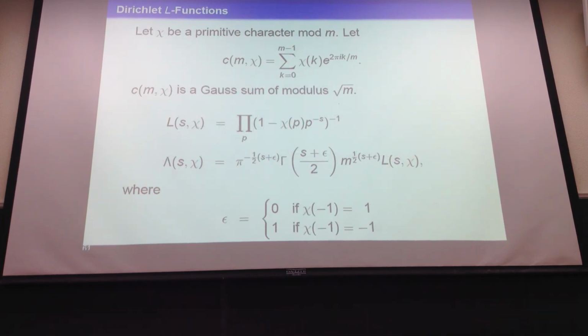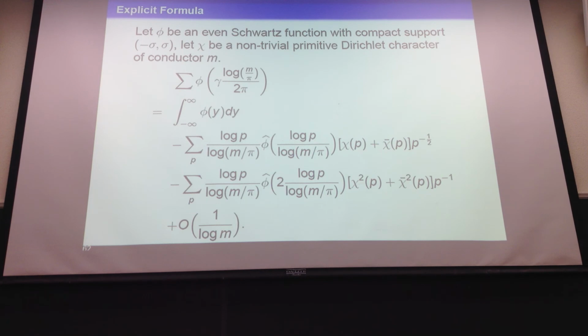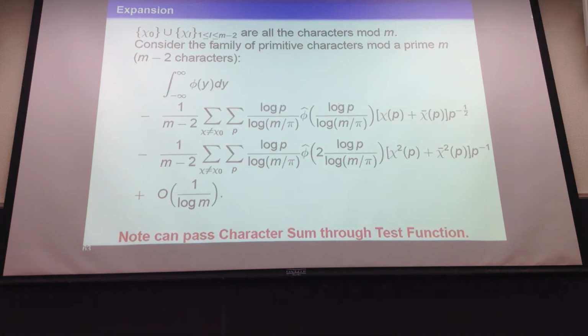All right, so we have a formula for the L function. It has a functional equation. The epsilon is related to the sign of the functional equation. Here's the explicit formula. It's proved almost identically to the Riemann zeta function, except we actually have some coefficients that are now involved in the calculation. And now what we want to do is evaluate the sum. So the idea is we want to pass the sum over the family through the test function.